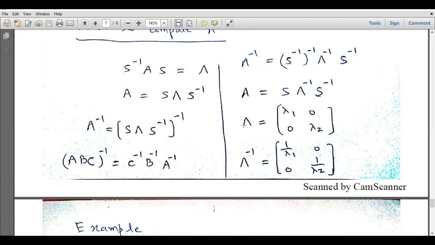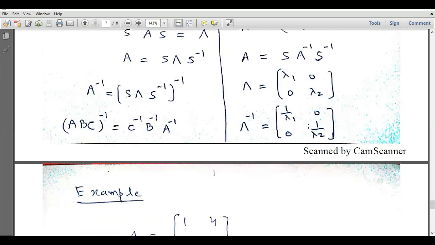and this lambda inverse again will be equal to 1 over lambda 1 and 1 over lambda 2, because this is a diagonal matrix. So if we are taking lambda raised to power minus 1, it will correspond to lambda 1 raised to power minus 1 and lambda 2 raised to power minus 1. So lambda raised to power minus 1 will be equal to 1 over lambda 1 and 1 over lambda 2, because this is a diagonal matrix, and any power of this diagonal matrix can be evaluated by taking the individual powers of the diagonal entries.